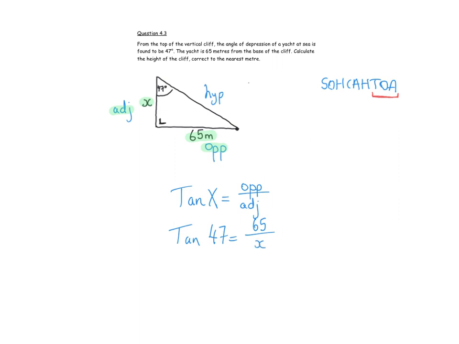which is x. Then we can multiply both sides by x, and we'll get x tan of 47 is equal to 65. Then we can get x by itself by dividing both sides by tan of 47, so x becomes 65 over tan of 47. You can type that into your calculator and you're going to get that x is equal to 60.6134. It wants it correct to the nearest meter, so x is going to be 61 meters.